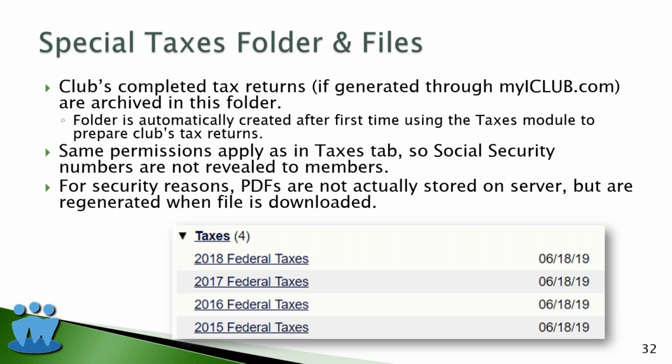So the special taxes folder and files are where your club's completed tax returns are located automatically if they've been generated through the myICLUB tax return modules. So this folder, you might not have one if you're a new club or if you've not generated your tax returns through myICLUB. But the first time that you generate your returns and you finalize those returns using myICLUB, that taxes folder is created. And you can see in this example, there's 4 years worth of federal tax return modules, and those are PDFs.